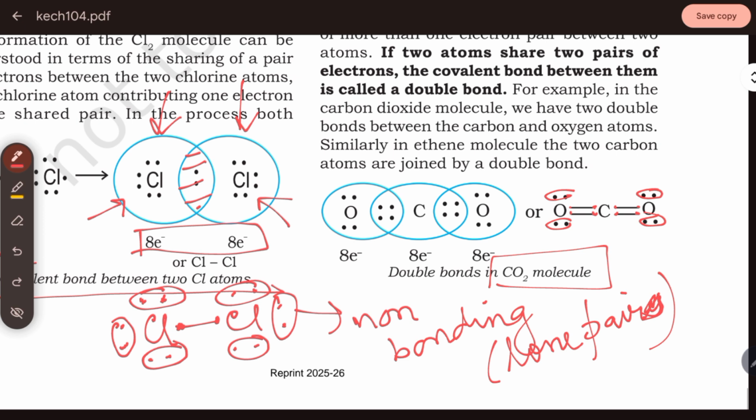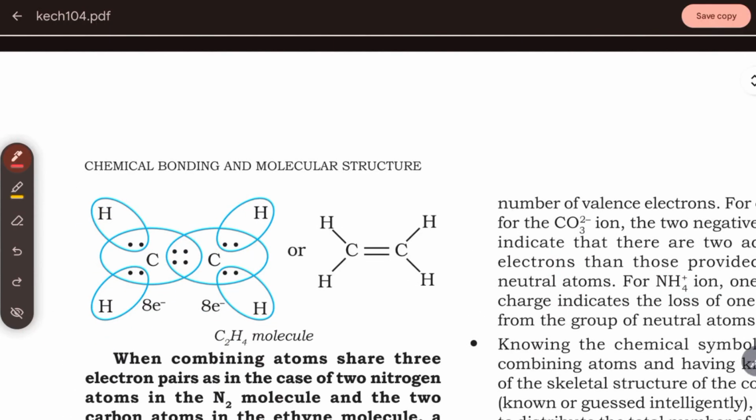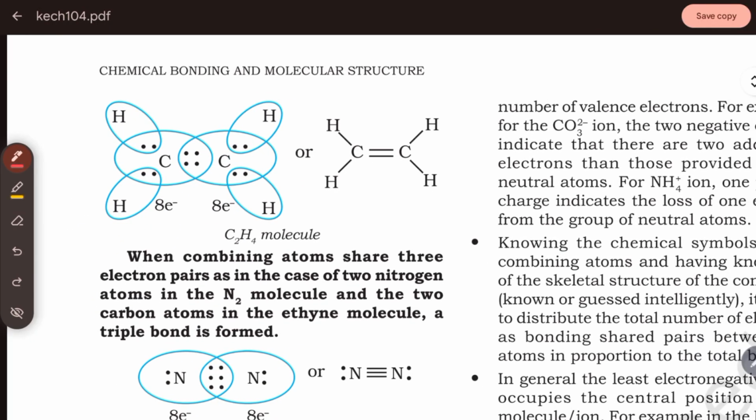So now oxygen is telling I have 6, I want 2. So carbon shares its 2 and so this is the octet of oxygen. This is the octet of another oxygen and now this is the octet of carbon. Thus, this is how CO2 molecule is getting formed. See here what is being shown, C2H4. C2H4. So what is the name? It is ethene. The name is ethene.